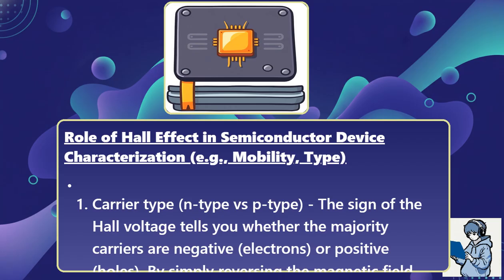The sign of the Hall voltage tells you whether the majority carriers are negative electrons or positive holes, by simply reversing the magnetic field direction and noting the sign change. You can confirm the doping type without any destructive test.